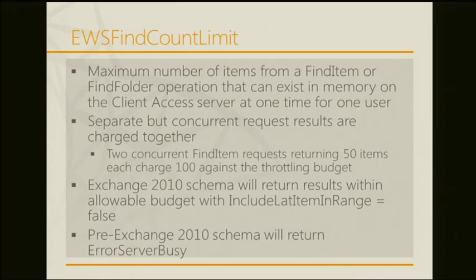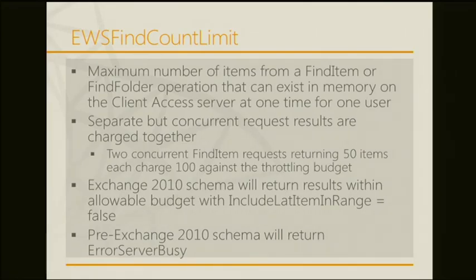One that does come into play here is the EWS find count limit. So we talked about find item yesterday, and I said always use an index page view to limit the number of results that come back. This is just a throttling policy in place in case a client doesn't follow my guidance there, and they aren't using an index page view, and so they do a find item against a folder with 10,000 items in it and no page size. We don't want to spend a bunch of CPU cycles on the CAS trying to return that result set.